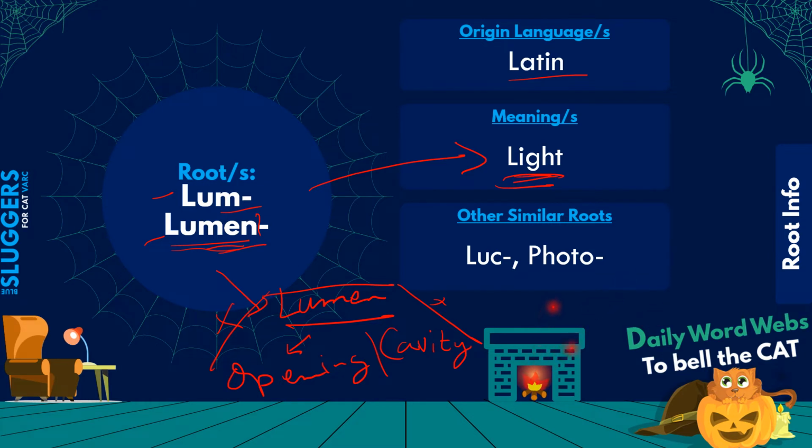There are other similar roots, like luc, which is used in words such as lucid, etc., and photo, which also stand for light, right? But these roots are something that we'll look at in the upcoming sessions. Today, our focus will be mainly on lumen, lum, which stand for light. Okay, so let's start. Let's go to the word web now.